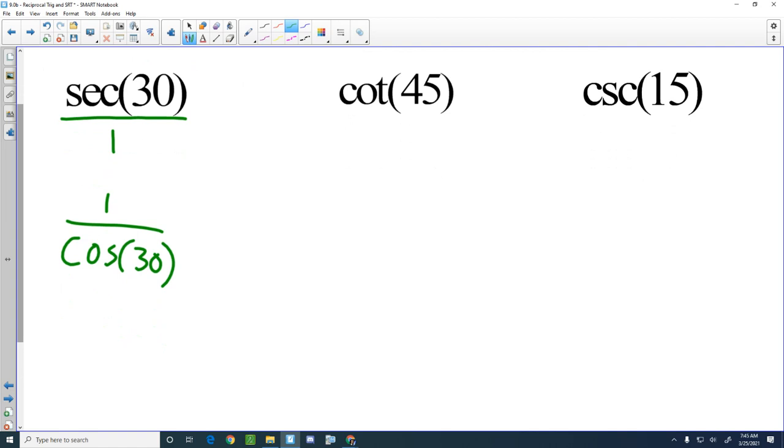Can we type that into our calculator? 1 divided by the cosine of 30? For sure. And what do you get? 1.15. Anyone else get that? Here, I'll bring up my calculator just in case. But yeah, 1.15. So that would actually be what the secant of 30 is. Is it 1.5? Thank you. All right, so now go ahead and calculate the cotangent of 45, everybody, and the cosecant of 15.